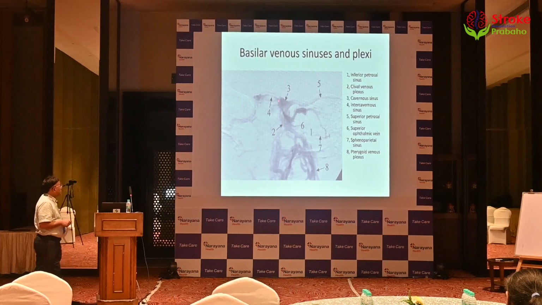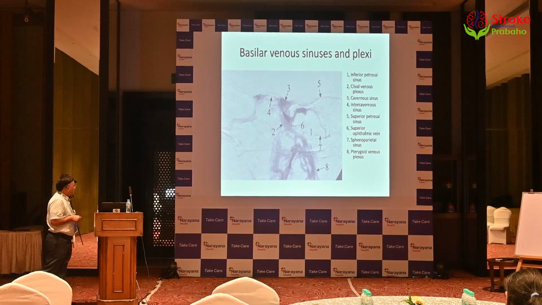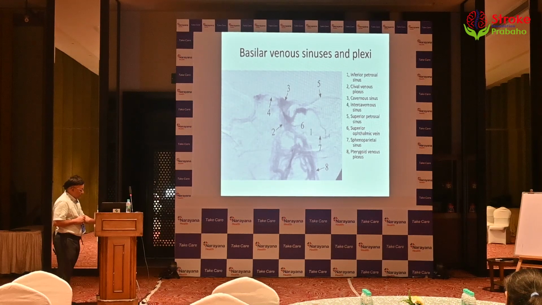AP view. So this is the cavernous sinus. These are the intercavernous connections. This is the superior petrosal sinus. This is the inferior petrosal sinus. This is the superior ophthalmic vein. This is the pterygoid venous plexus. This is the clival venous plexus, and this is the internal jugular vein. Inferior petrosal sinus draining into the internal jugular vein.